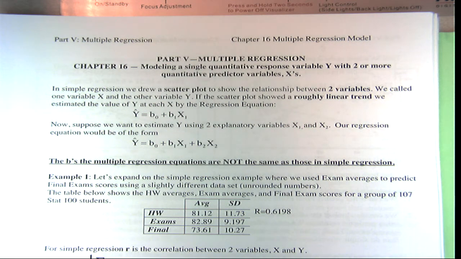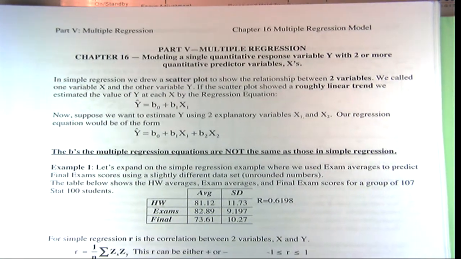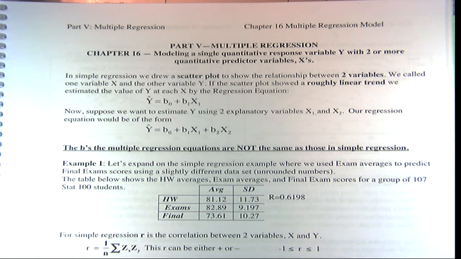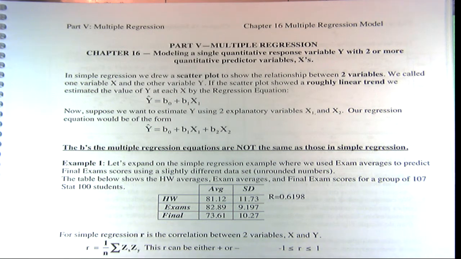Okay, so we're going to start now on page 83, part 5. That's multiple regression with two quantitative predictor variables. So far what we've been doing is multiple regression, multiple meaning that you have more than one x variable, more than one predictor variable.